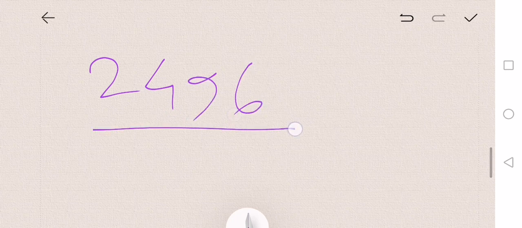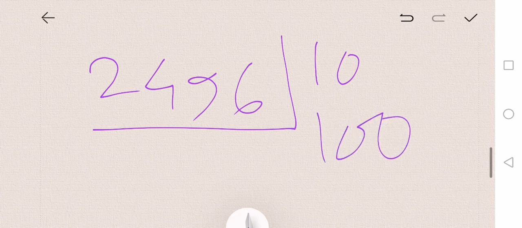Then 2496. Can you please divide it by 10, by 100 and by 1000 and show me the answer again. Now let's do 546. Show me the answer if you divide it by 10 and by 100.